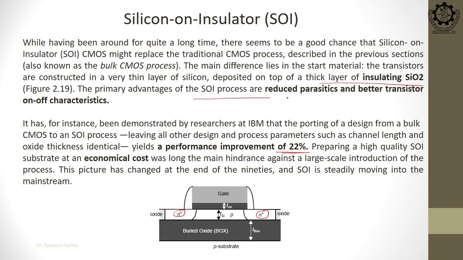So, what it is actually doing is reducing your parasitics, and as you can understand, the substrate leakage is much reduced. The reverse bias PN diode that was forming between the substrate and the source region and the drain region, you cannot find it there. So, it has better on off characteristics. Okay. So, this is the advantage of the SOI technology.